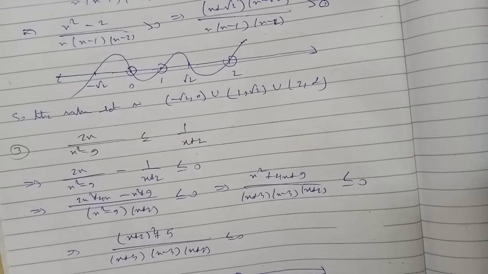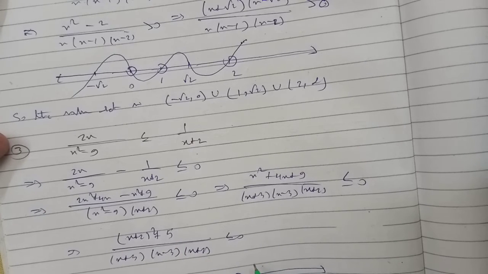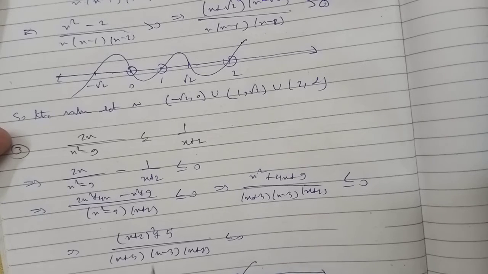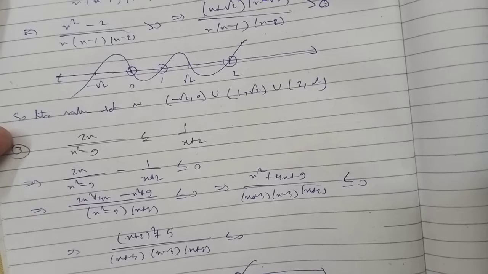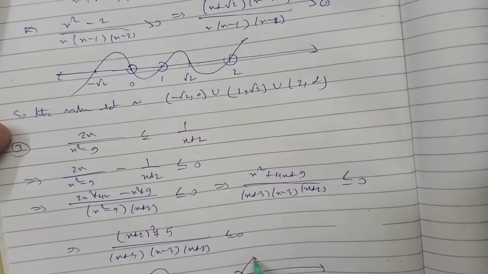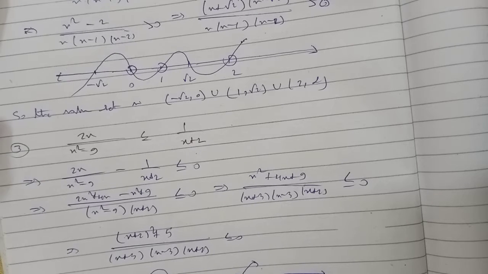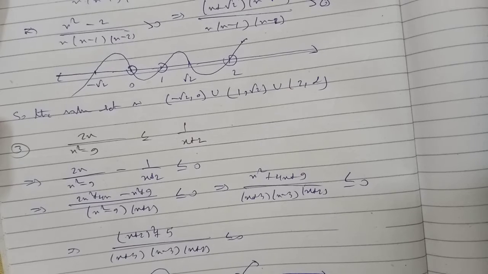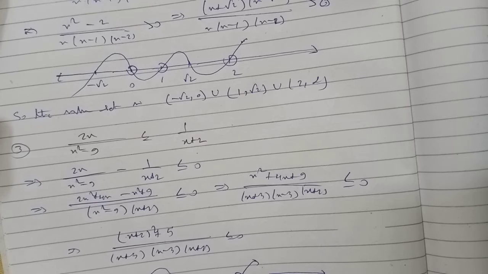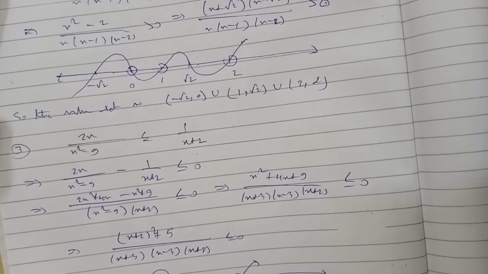Now take a point more than 3, say 4. This is positive, this is positive. So start drawing the graph above the number line. Cross 3 because odd powers are there. Then minus 2, then minus 3, and just go on. Less than or equal to 0. The solution set is this part, that is minus infinity to minus 3, open, union minus 2 to 3.